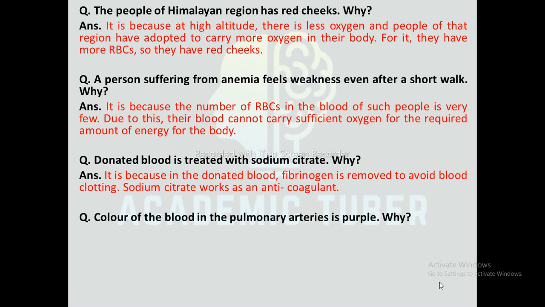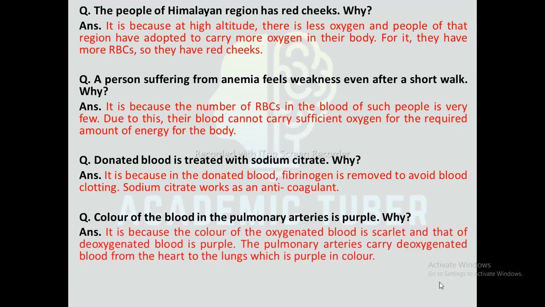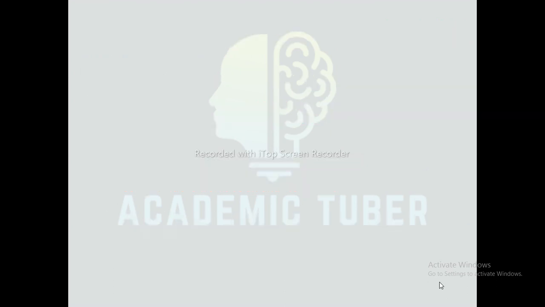Color of the blood in the pulmonary arteries is purple. Why? It is because the color of the oxygenated blood is scarlet and that of deoxygenated blood is purple. The pulmonary arteries carry deoxygenated blood from the heart to the lungs, which is purple in color.